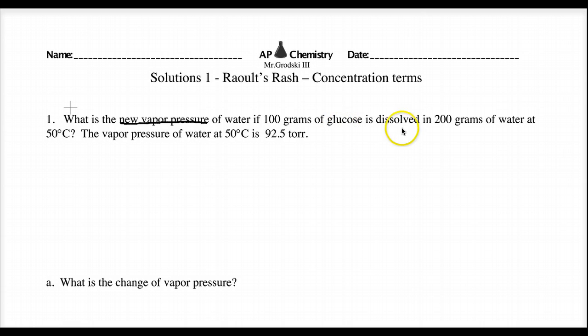If 100 grams of glucose is dissolved in 200 grams of water at 50 degrees Celsius, the vapor pressure of the water at 50 degrees Celsius is 92.5 torr. My friends in chemistry, this is the standard table data that we need. So our new pressure is going to equal the mole fraction of our water, that's our solvent, H2O, times our pressure from standard conditions, which we know is going to be 92.5 torr.